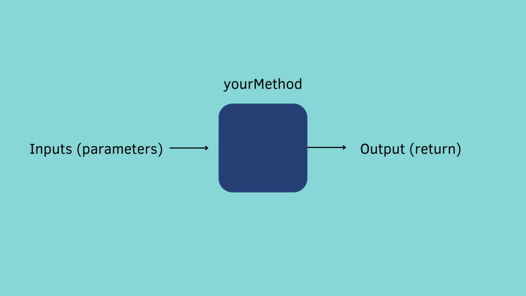So here's a simplified way of looking at it. You have your inputs, that's your parameters. It then goes into your method, and that results in your output or your return.